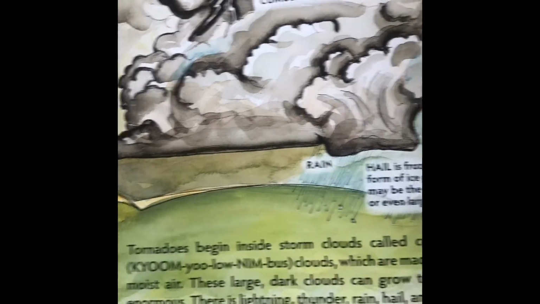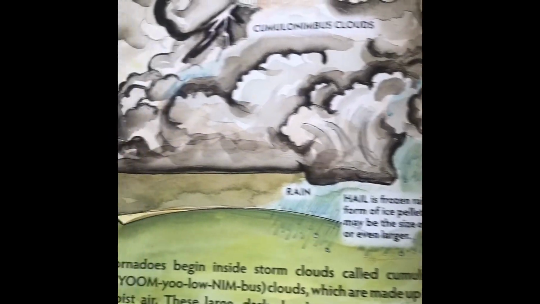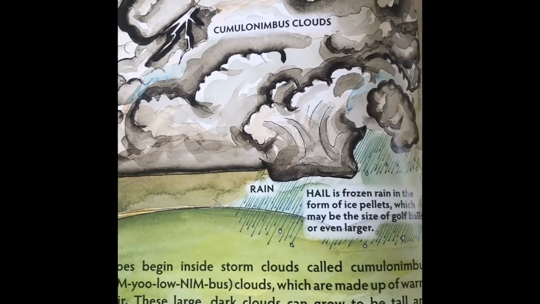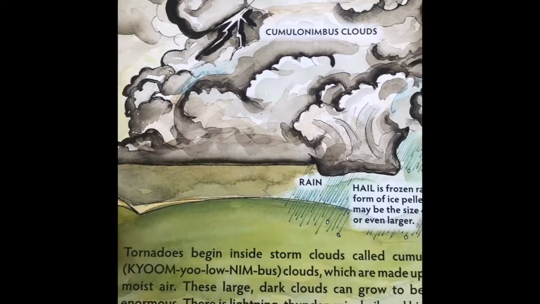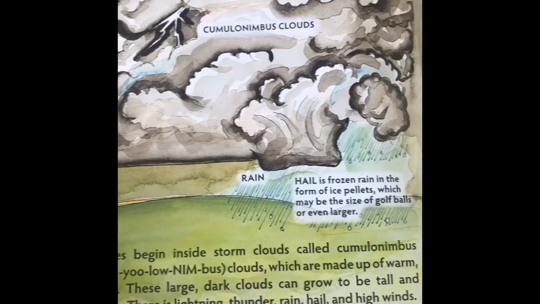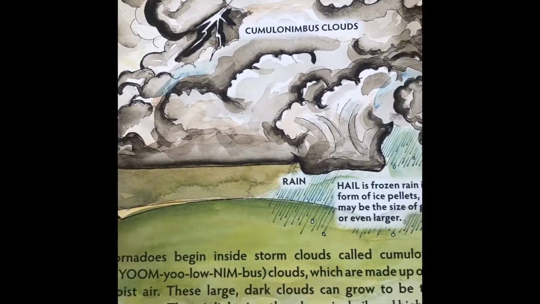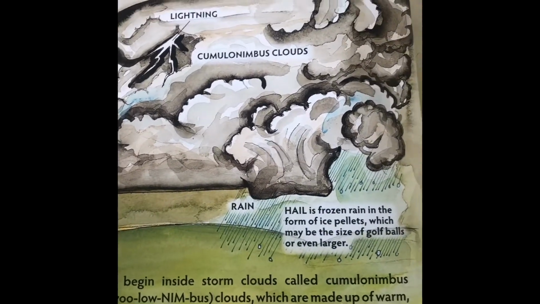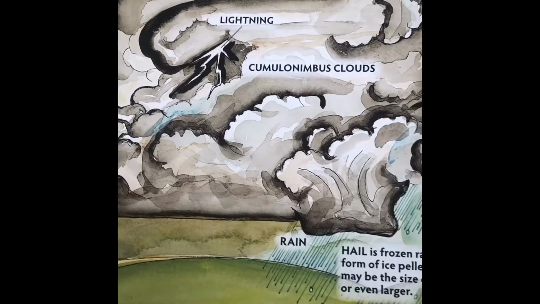Tornadoes begin inside storm clouds called cumulonimbus clouds, which are made up of warm, moist air. These large, dark clouds can grow to be tall and enormous. There is lightning, thunder, rain, hail, and high winds.